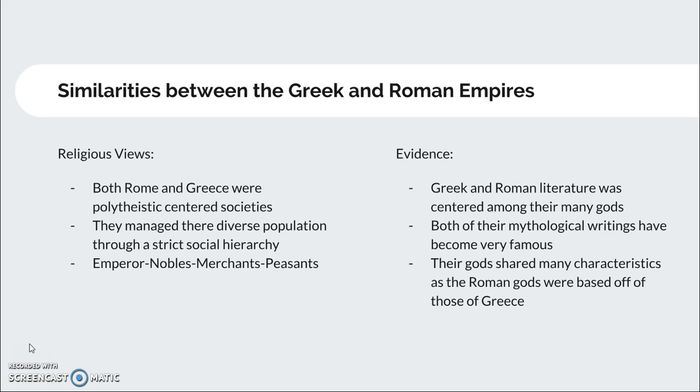One similarity of how classical empires managed their diverse populations was the similar religious views that both the Greeks and the Romans had. Both empires, until the rise of Christianity, were strongly polytheistic, and this helped keep the diverse populations in place. The gods provided examples of role models that the public should try to replicate and follow.